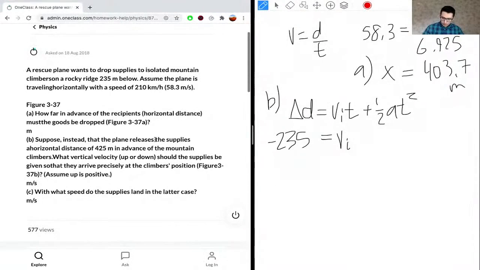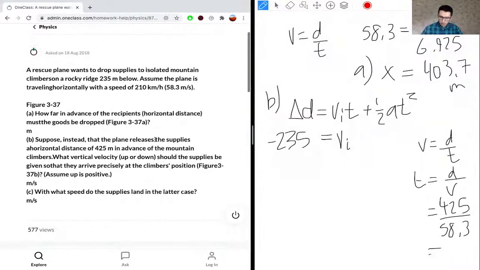Let's write the equation out first. So V is d over T, so T would equal d over V. D is X, and X in part B is 425, and the velocity is 58.3. That means T equals 425 divided by 58.3, which is 7.29 seconds. So we plug that in over here, 7.29.